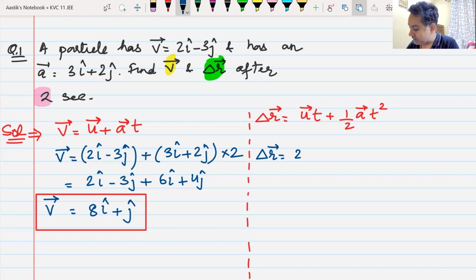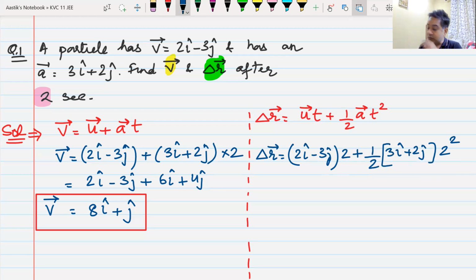U is initial velocity 2i minus 3j. Time is given as 2 seconds, so multiplied by 2, plus half acceleration, which is 3i plus 2j, into T square, which is 2 square. You can simply calculate it. This 2 and 1 by 2 will get cancelled. So what will be my displacement equal to?